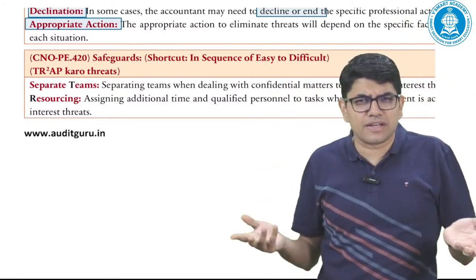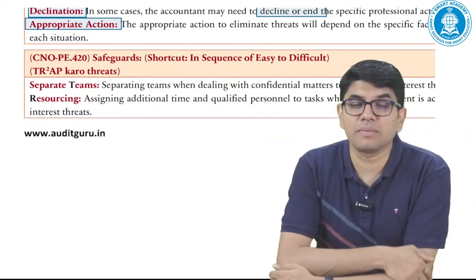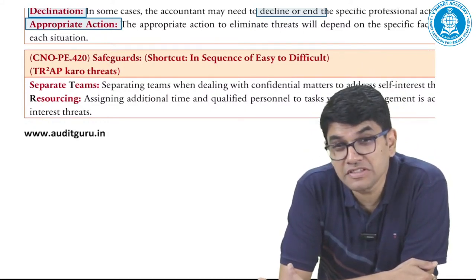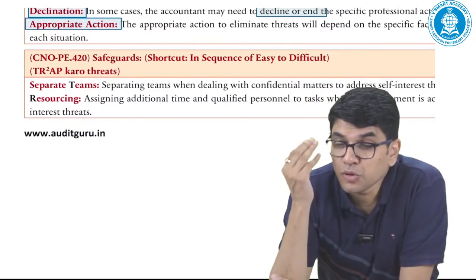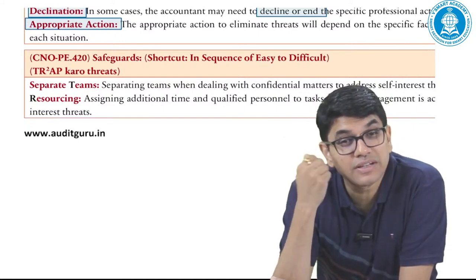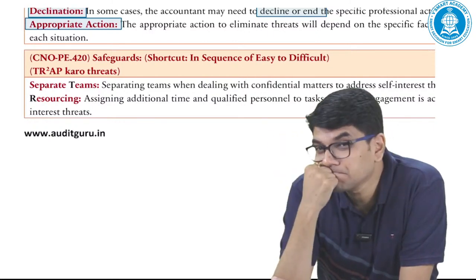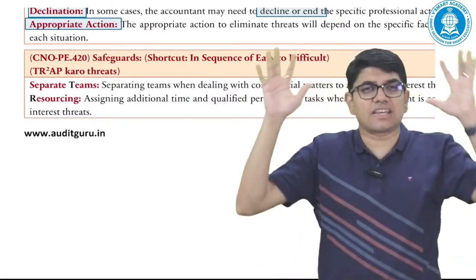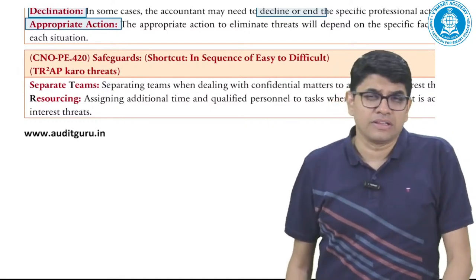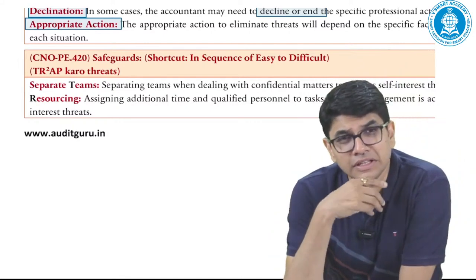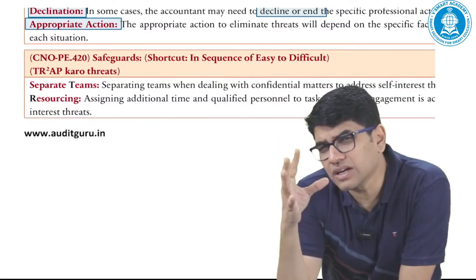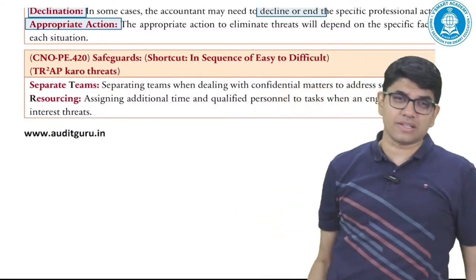Suppose there is a situation of self-interest threat. The auditor or his team has invested in shares and debentures. There is a self-interest threat. There is a business relationship, a self-interest threat. Suppose close relatives are sitting as directors, officers, or as accounts head, a familiarity threat. In this situation, when there are threats around different types of relationships, financial relationship, business relationship, personal relationship, there is a familiarity threat, an advocacy threat, a self-review threat. What to do in these circumstances to reduce threat levels? That's very interesting. What can we do?